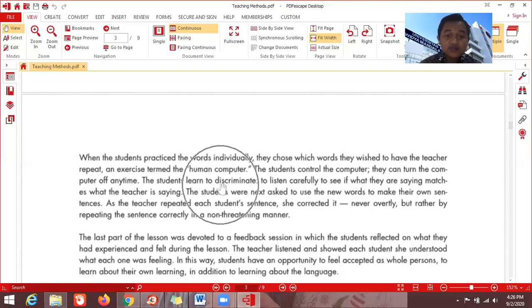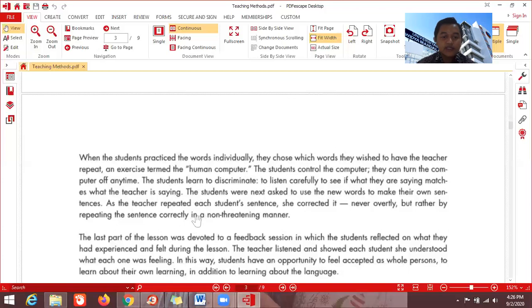The students learn to discriminate, to listen carefully to see if what they're saying matches what the teacher is saying. So not the teacher who defines, no, you're wrong, no, yes, you're right, but the students themselves need to realize it themselves. It requires more efforts from the students in this sense. The students were next asked to use the new words to make their own sentences. Use the new words that they learn to make new sentences, so they apply what they learn.